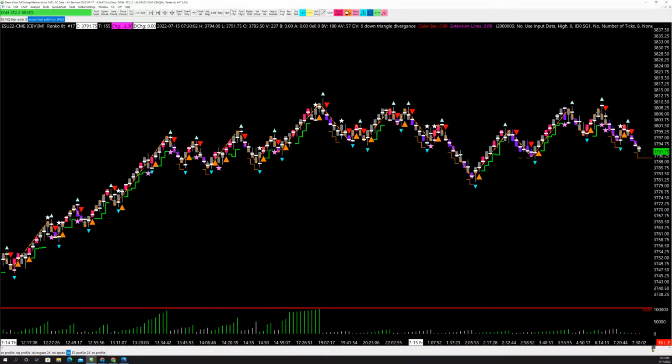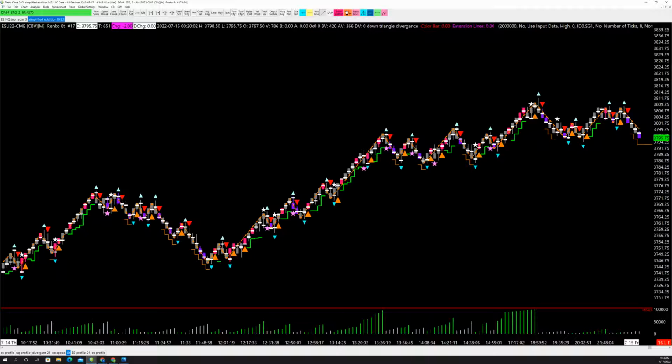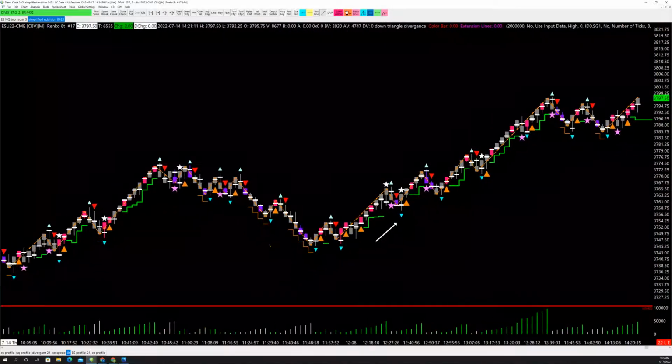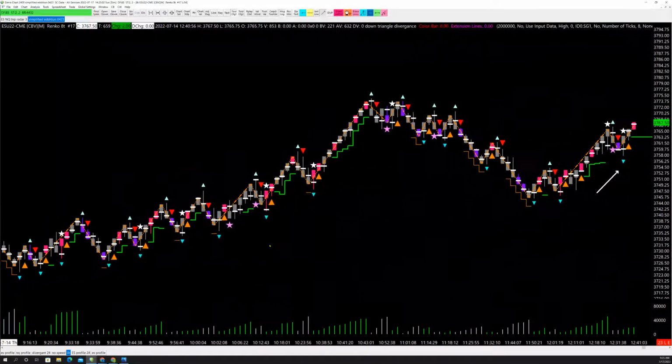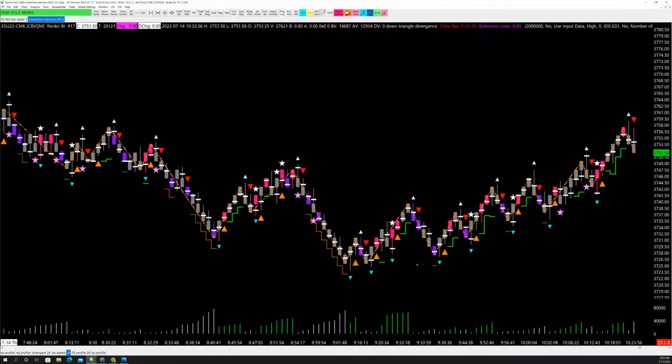Let's see, we may have had to go to earlier Friday to find it. Right there. I'm going to make this bigger so you can see it. A triangle down followed by a star. Very, very powerful combination and often results in very powerful, profitable trades, right?